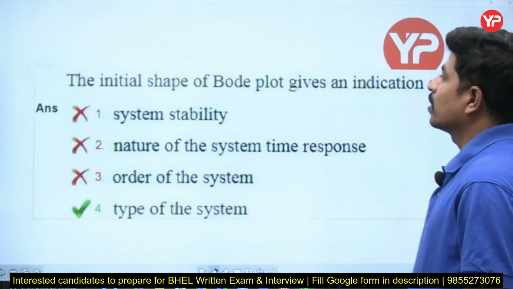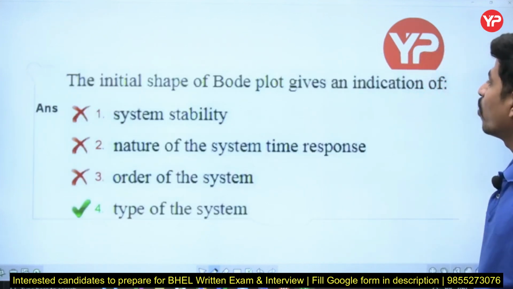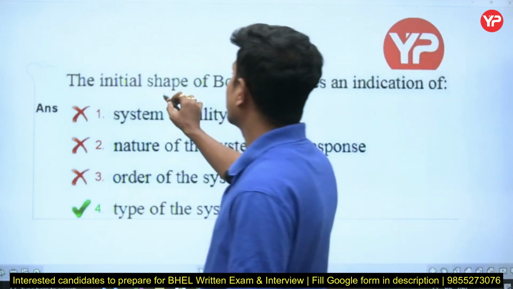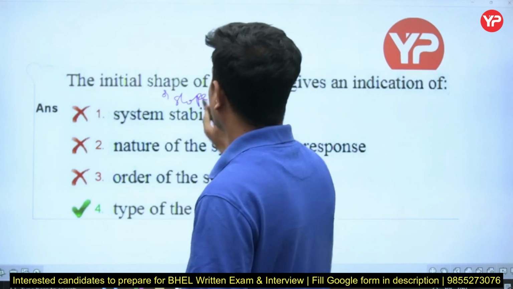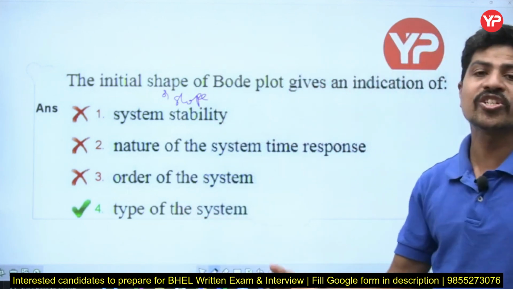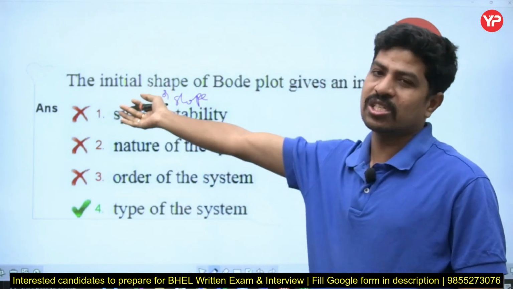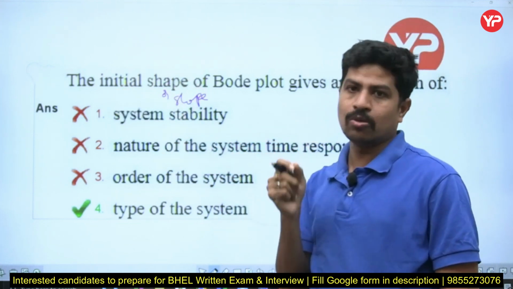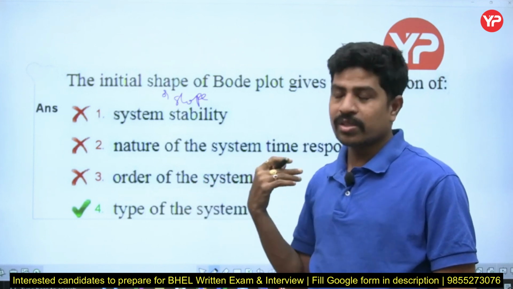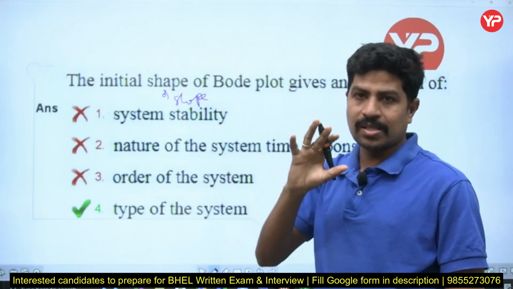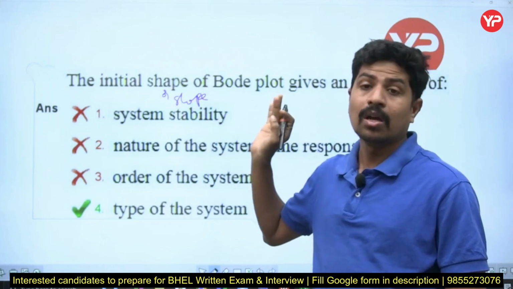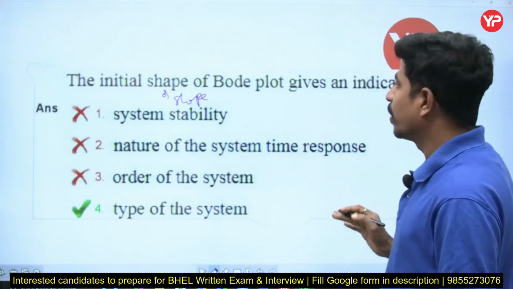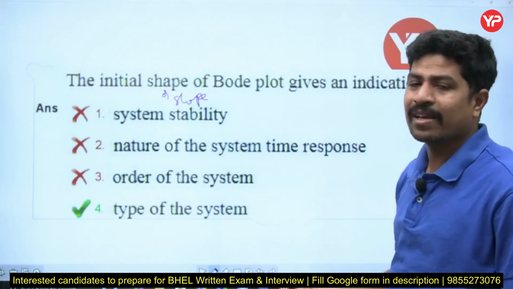Next question please. The initial shape of the Bode plot gives an indication of, or it can be slope also. Slope, not the shape exactly. These are the exact questions from the BHEL paper. In the paper there are some mistakes. I just snipped those questions, typing is not done by anyone. Whatever is there, a photocopy of it is taken, so that it will be authenticated for you. Slope, it is not the shape, or in layman's language, it is shape.